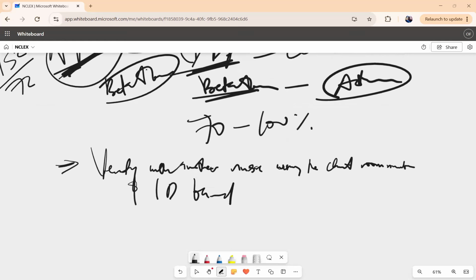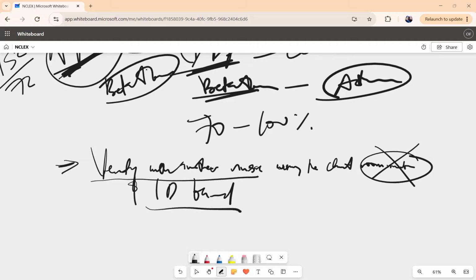Room number. Room number. So this is what is wrong about this answer. Guess what? This is what NCLEX is using to trick you. Verify with another nurse. Before we give a blood transfusion, we 100% verify with another nurse. We use the ID band, but we don't use the room number. So NCLEX is not all about what you know is correct. NCLEX is, can you spot what makes this answer wrong? This is how the NCLEX works.